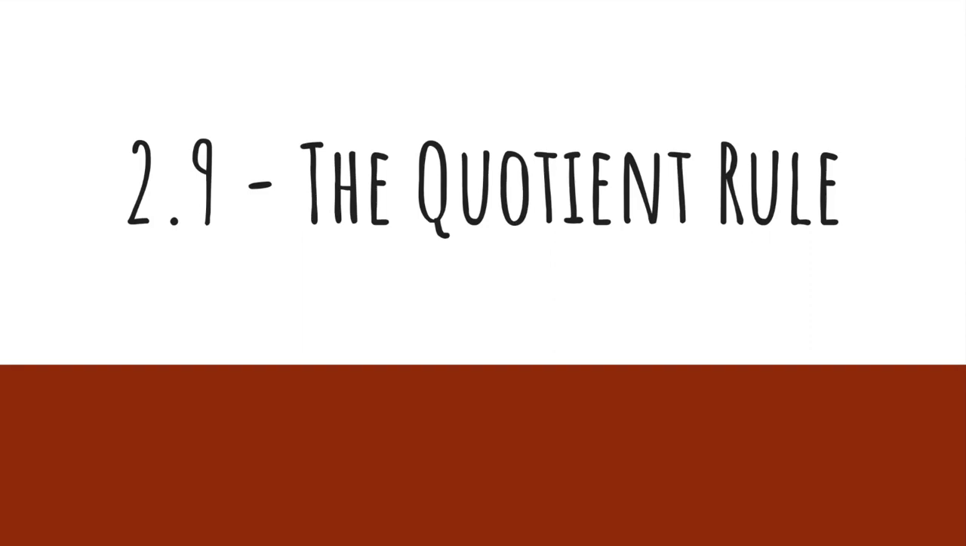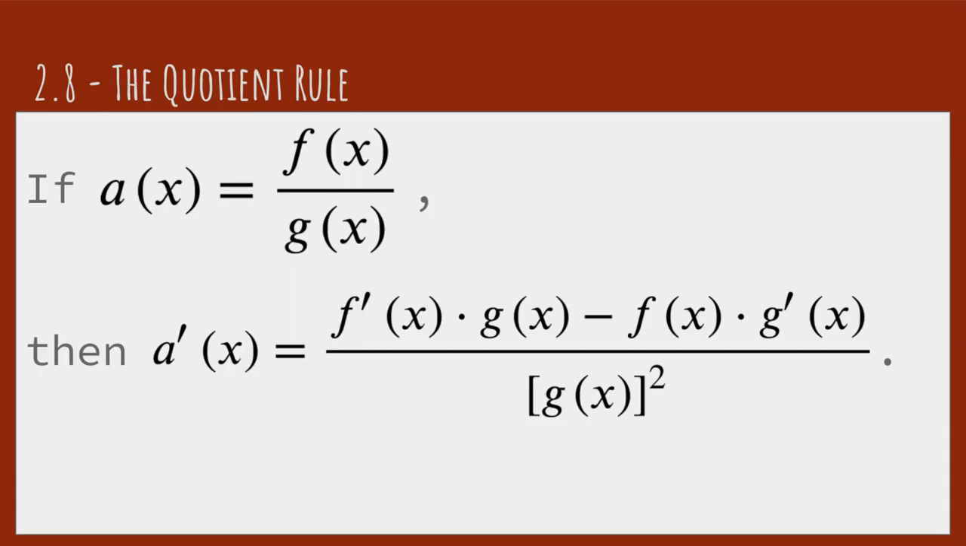I want to talk to you about the quotient rule, yet another shortcut in our toolbox of derivative shortcuts. This one's really similar to the product rule that we did in topic 2.8, but we're going to use it when we are dividing functions instead of multiplying functions. So the quotient rule looks like this.